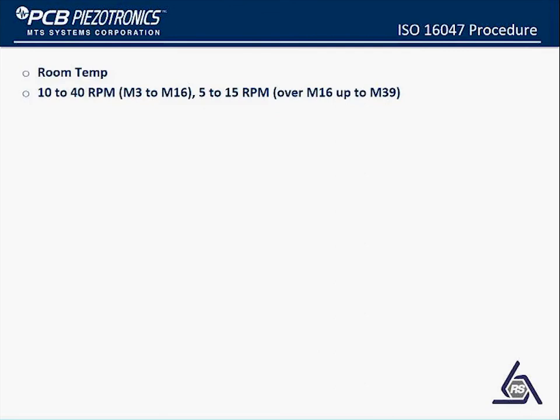So what is the process with ISO 16047? Well, we want to make sure everything is at room temperature. We want to apply torque at a steady state, 10 to 40 RPM for small to medium fasteners, 5 to 15 RPM for fasteners over M16. We want to shut off our test, or at least make our prime measurements, at about 75% of our proof load.